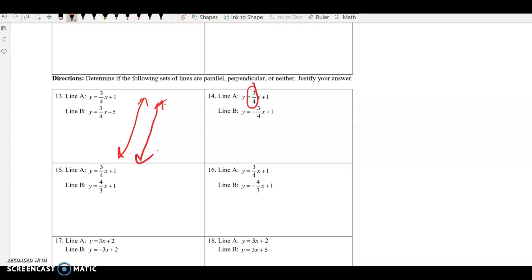14, this one has a slope of 3/4. This one's negative 3/4. So I know it's not parallel. Has a negative sign in one, but not opposite reciprocals. So this is neither. 15. I have 3/4 and 4/3. There's the reciprocal, but it's not the opposite sign, so neither. 16, 3/4 and negative 4/3. There's that opposite sign and the reciprocal, so that means they are perpendicular.